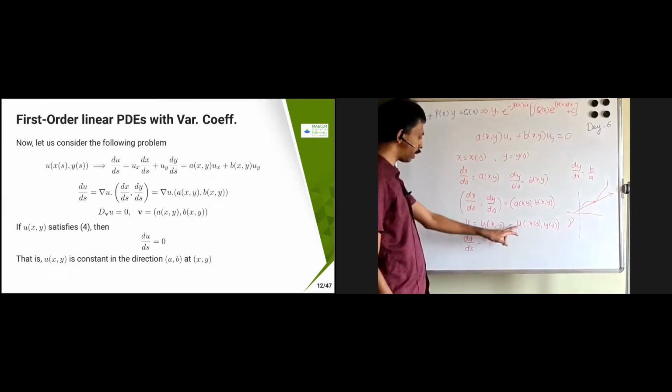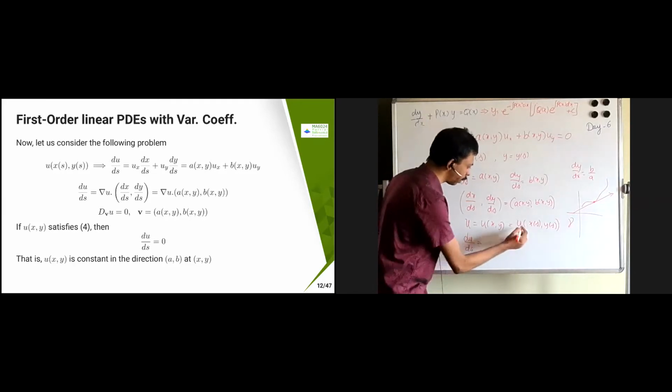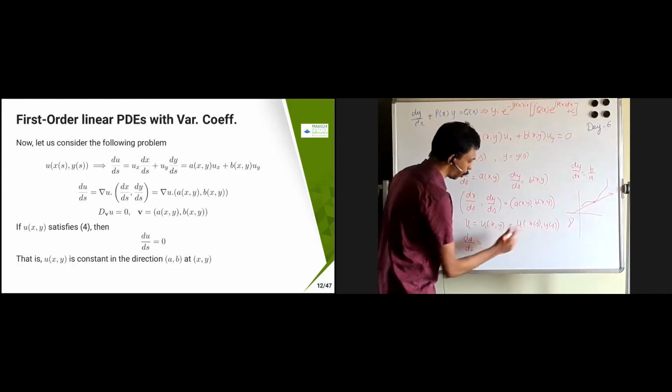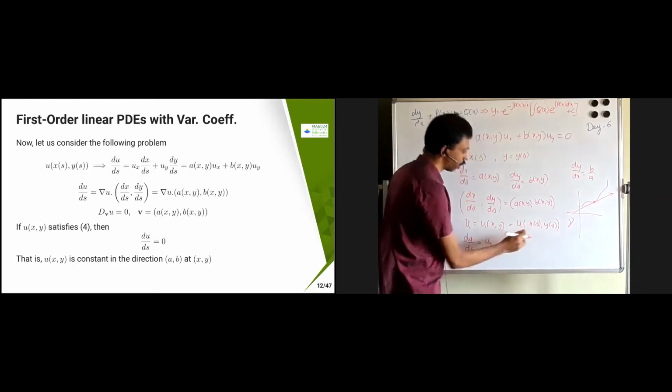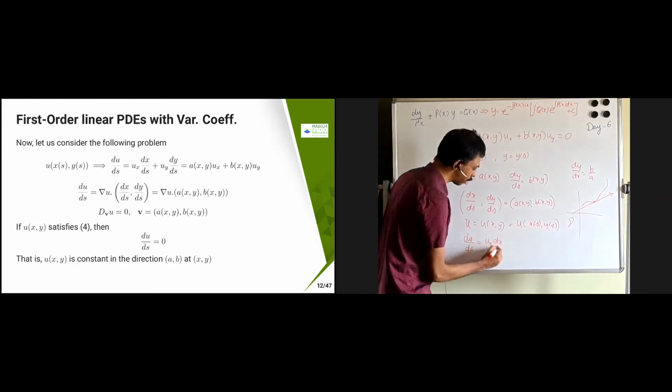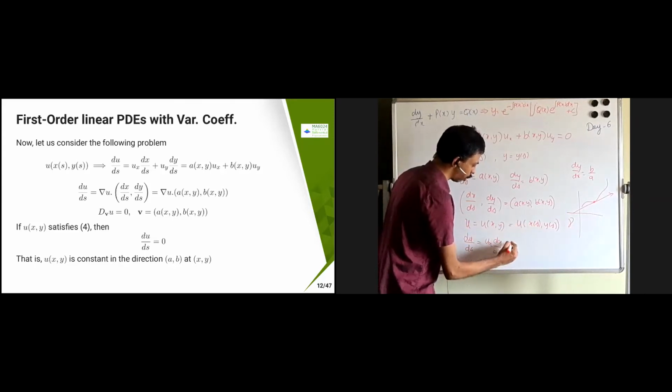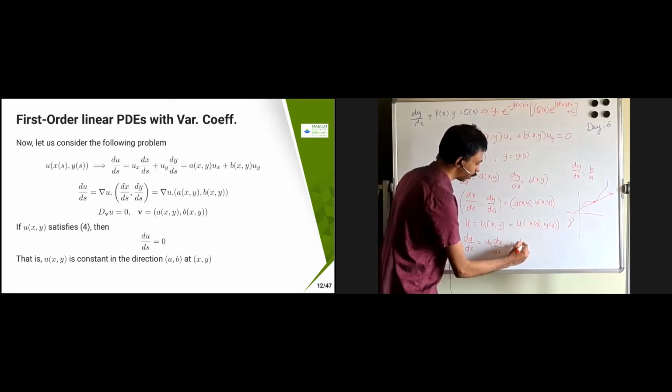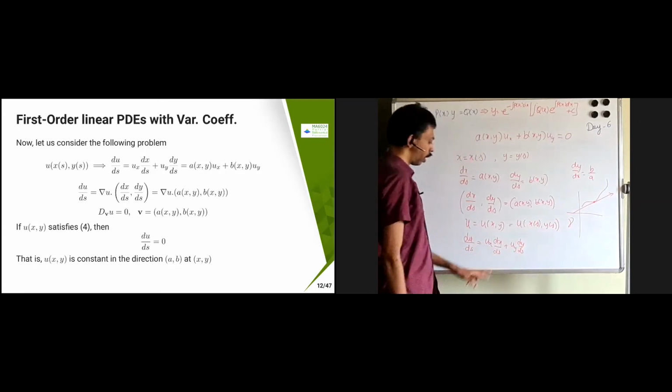What is du by ds? First I have to differentiate with respect to x, that is u_x, then differentiate x with respect to s, so that is dx by ds, plus u_y dy by ds. Now what is dx by ds?